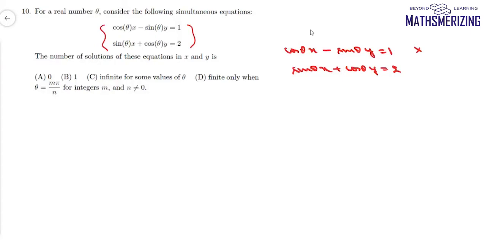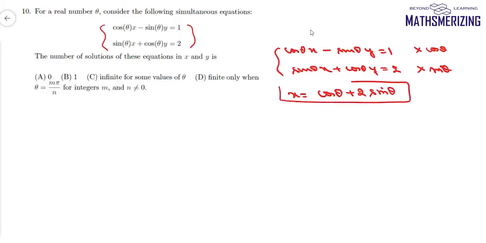So what I'll do is, in the first equation, I'll multiply it with cos theta, and I'll multiply the second equation with sin theta, and I'll add them up. So if I multiply, I'll get cos square theta plus sin square theta, which is 1, and minus sin theta cos theta, I'll cancel. So I'll get x equals cos theta plus 2 sin theta. So that is the value of x.